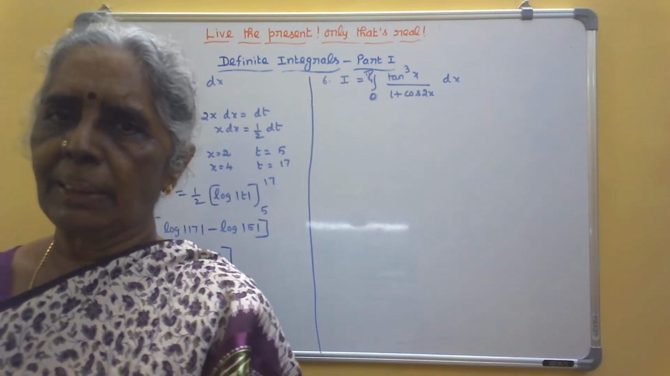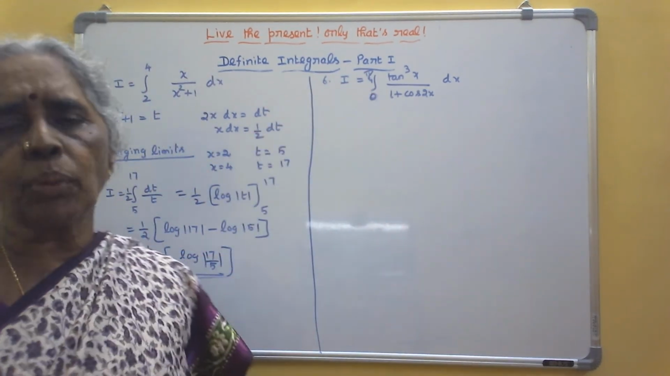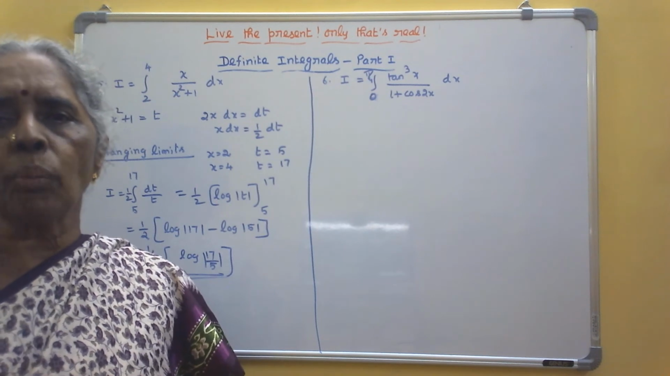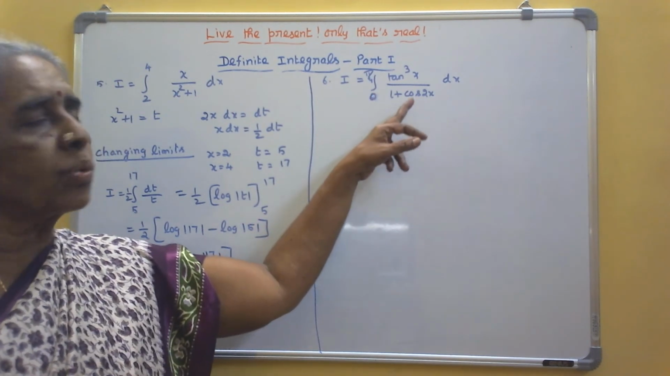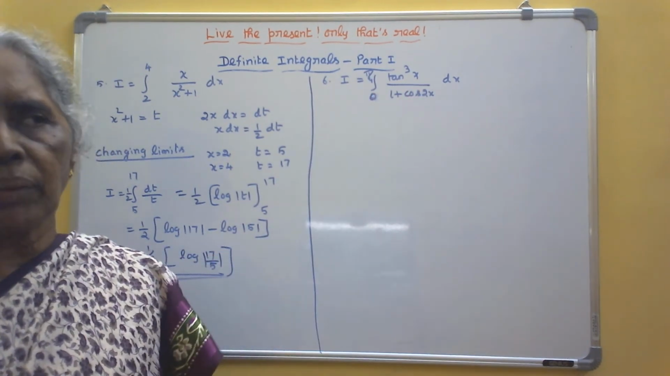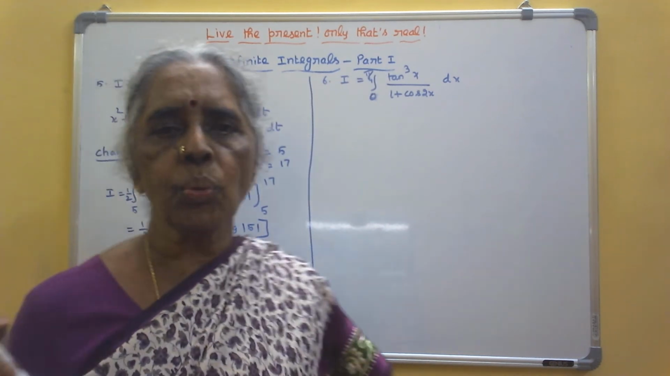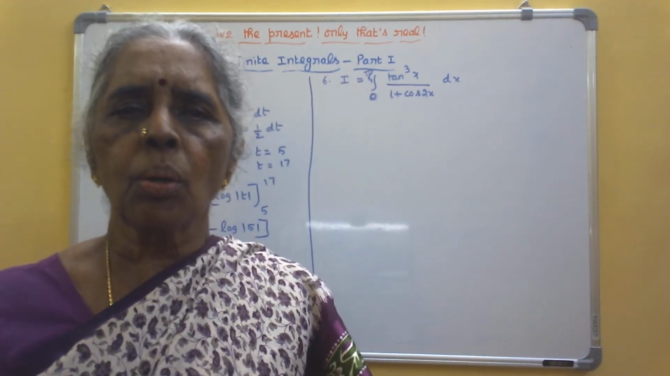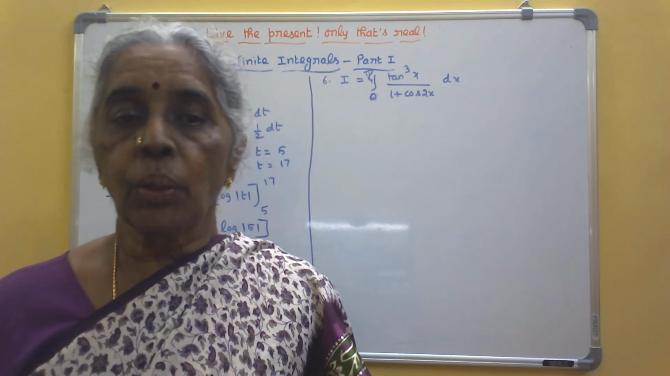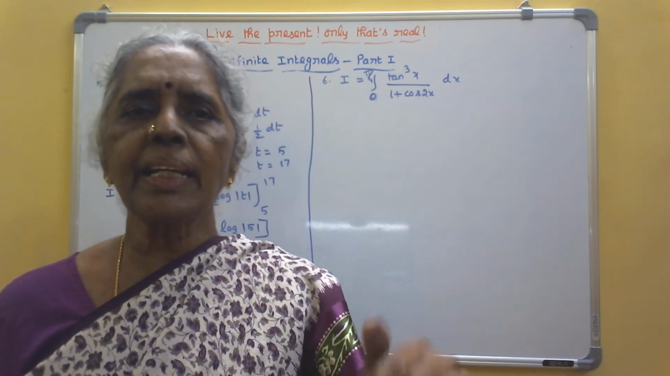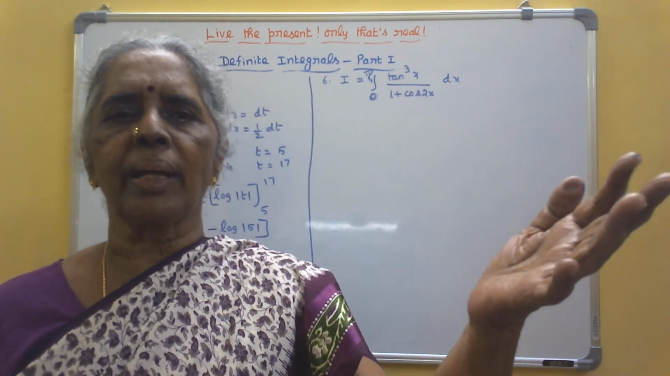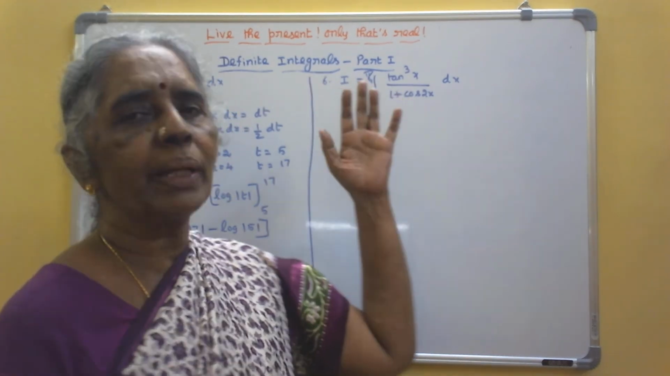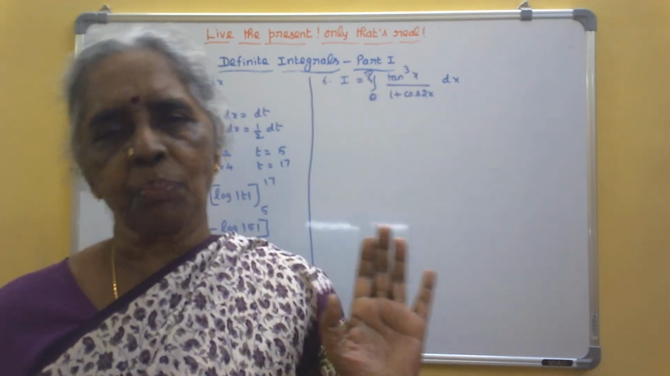Changing the limits. Now let us come to this. You have tan cube x in the numerator. You are having 1 plus cos 2x in the denominator. You know 1 plus cos 2x is nothing but 2 cos squared x. If we use that, the cos squared x will go to the numerator as secant squared x, and definitely the sum will become a sum based on substitution, right?